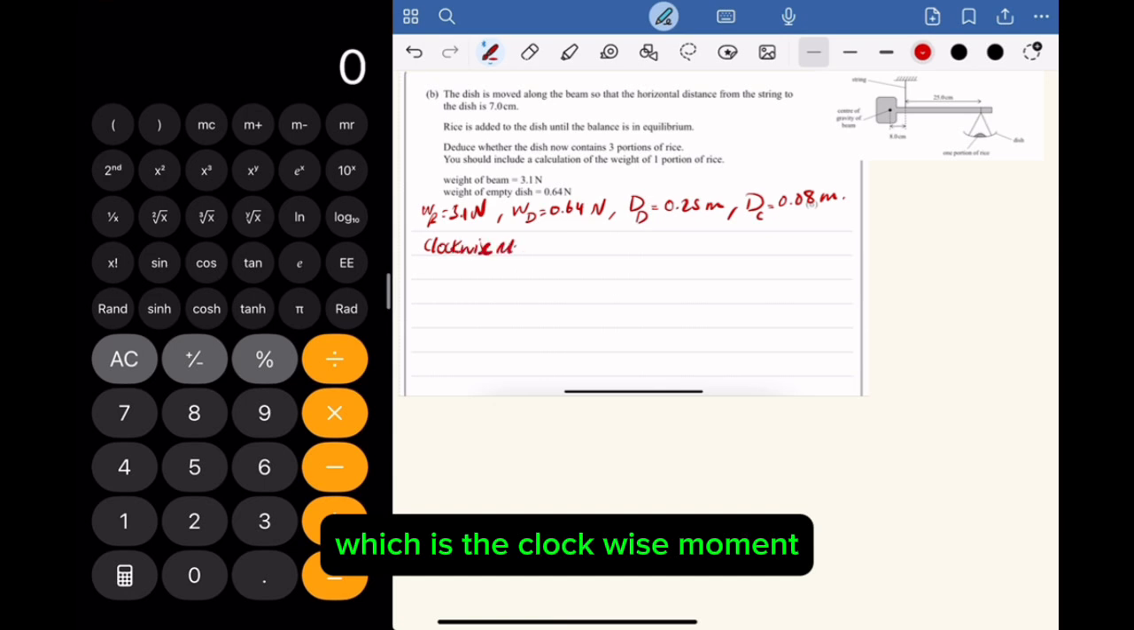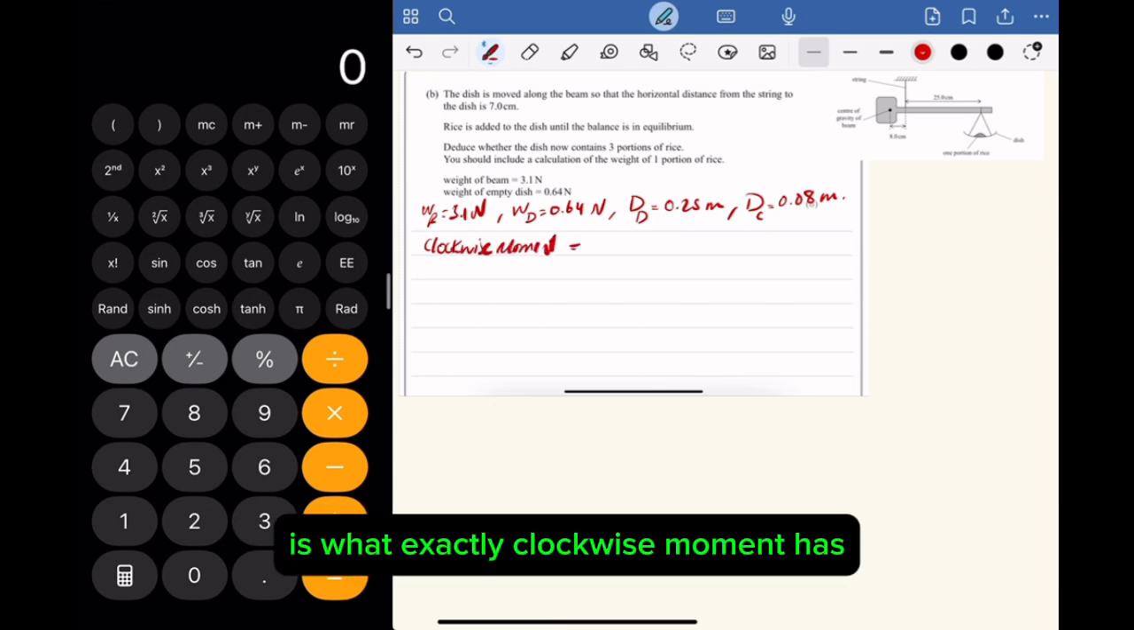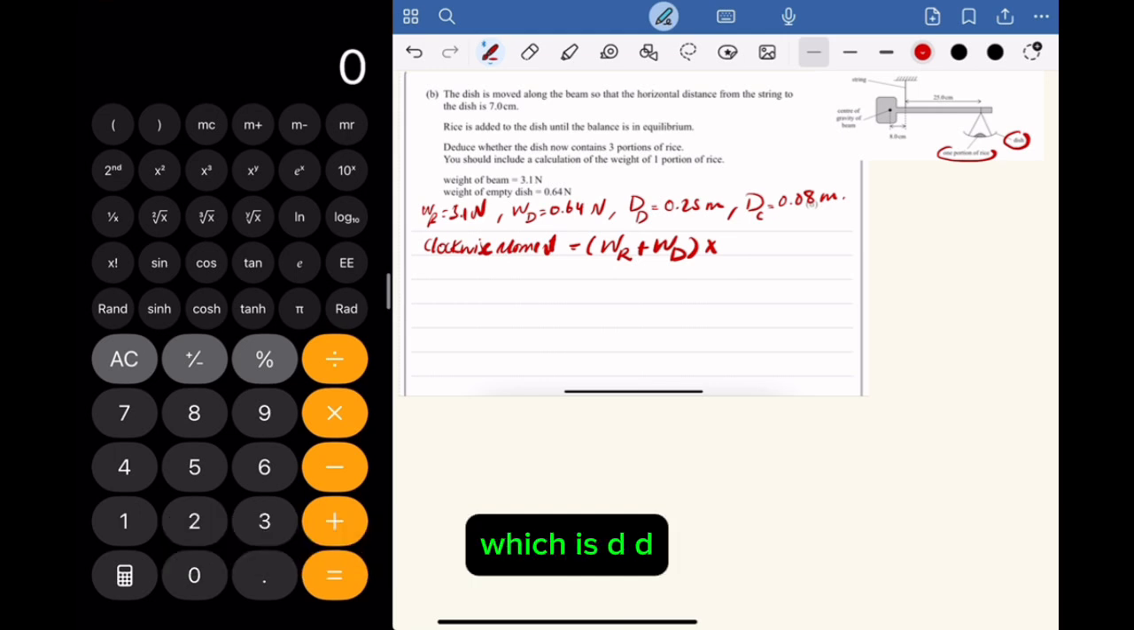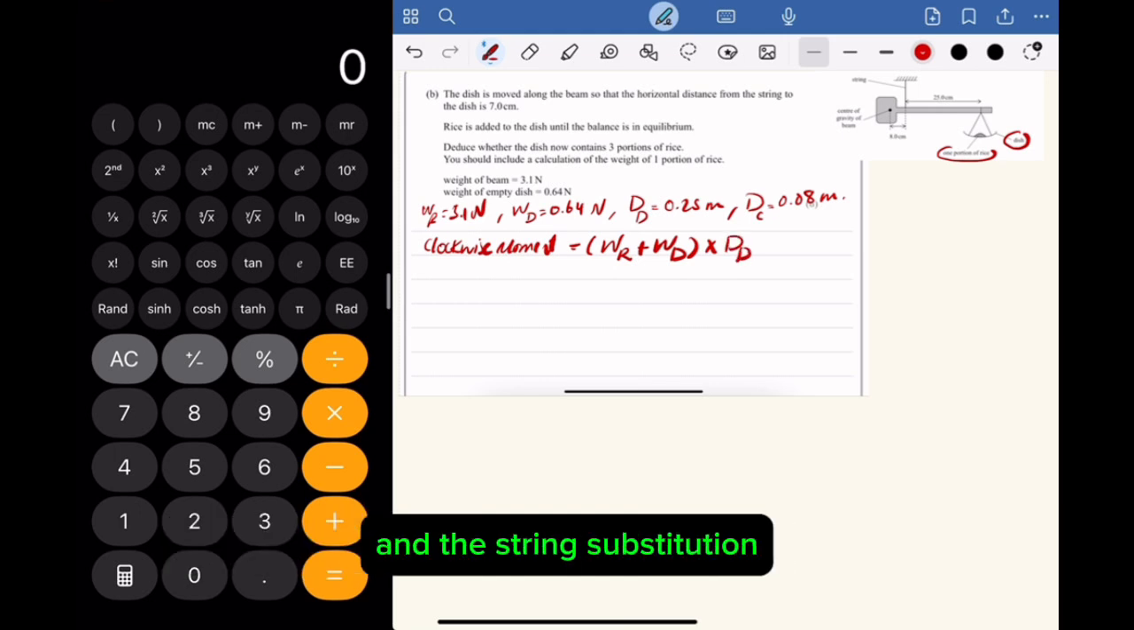We want to apply the principle of moments here. What exactly is the clockwise moment? For the clockwise moment, at the right side we have one portion of rice and the dish. So W of rice plus the W of the dish, times the distance DD, the distance from the dish to the string. Substitution: weight of rice is unknown, the weight of the dish 0.64, the distance 0.25.